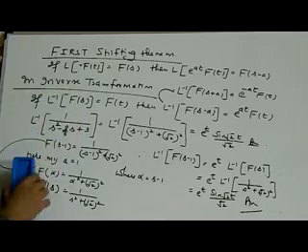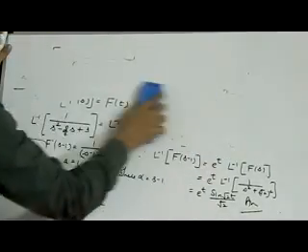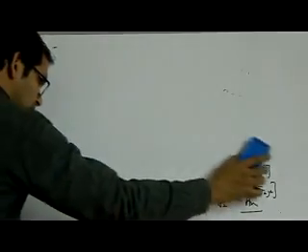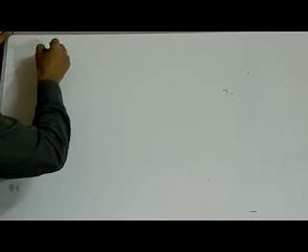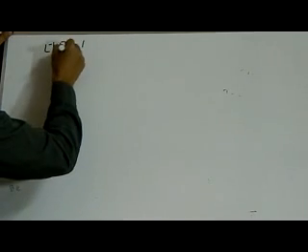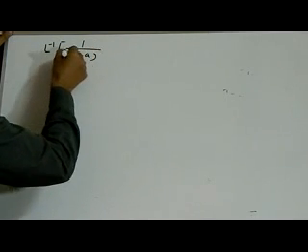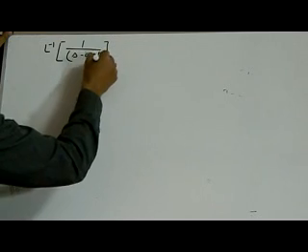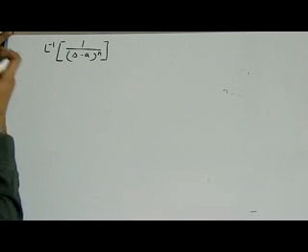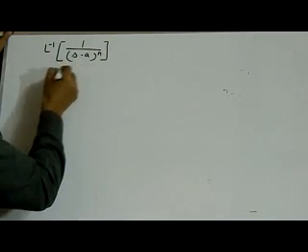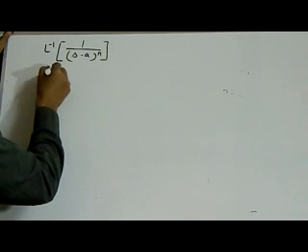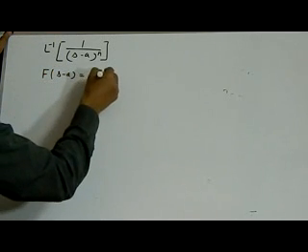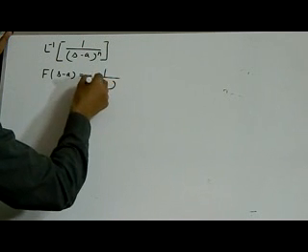Suppose my question is, what is the inverse transformation of 1 upon s minus a whole to the power n. Now here I am having F(s minus a) as 1 upon s minus a whole to the power n.